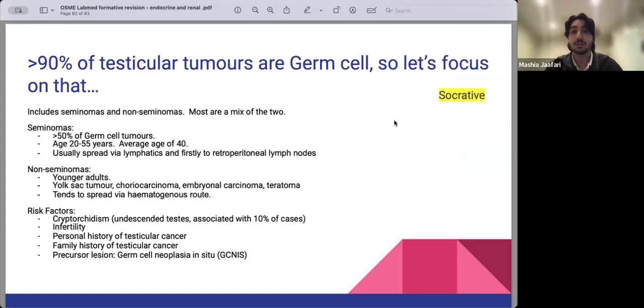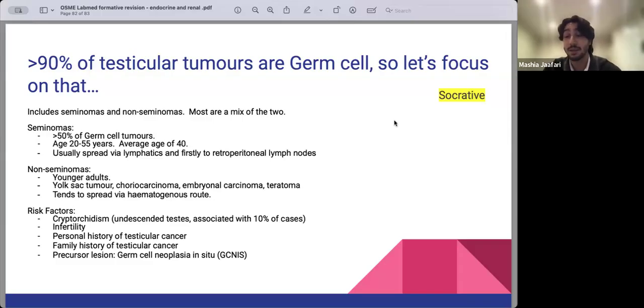Because most testicular tumors are germ cell, let's focus on those. They're separated into seminoma and non-seminoma. Seminomas are the most common. They affect men in relatively early life, so between 20 to 50 is the most common. A 40-year-old man would be the most common age you'll see testicular tumors in, and they can spread via the lymphatics.